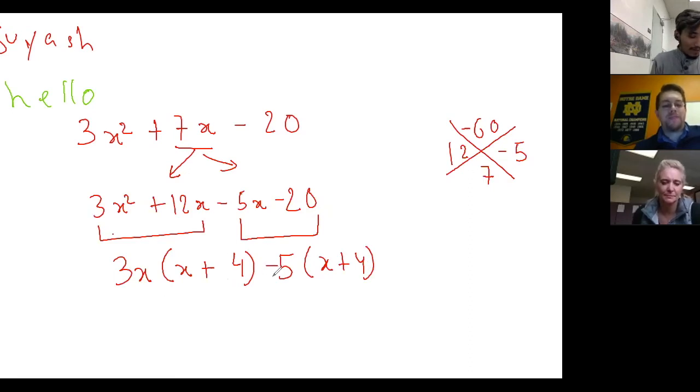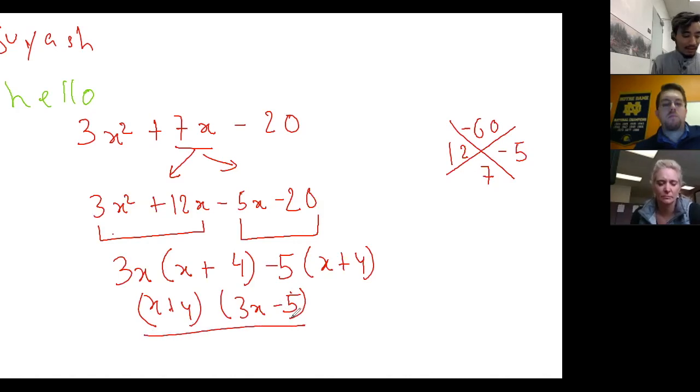And now what else we can do is ask ourselves what's common between these, so we can take the common things to the same side. As we can see, we have x plus 4 and x plus 4 common in both of them. So we'll just do that in the next step, taking x plus 4 common, and the remaining as 3x minus 5, and this is going to be our solution.